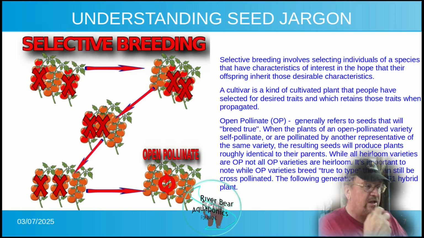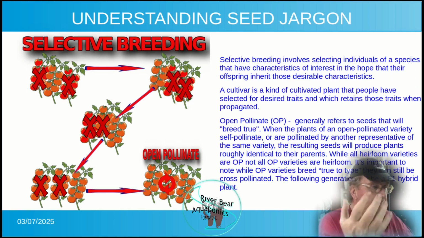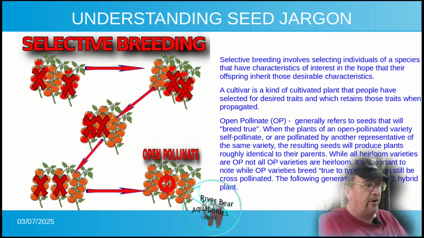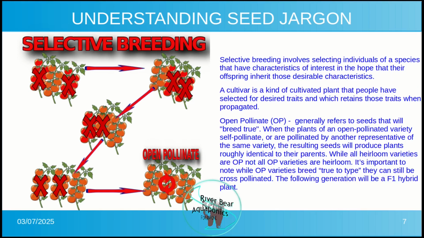While it's interesting that all heirlooms are open pollinated, and we'll talk about heirlooms in a second, not all open pollinated are considered heirlooms. It's important to note that although open pollinated plants breed true, they can still be cross-pollinated, and that next generation of seed will be an F1 hybrid.